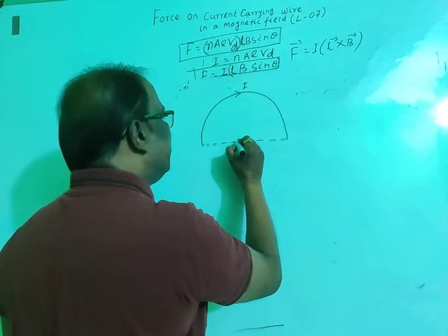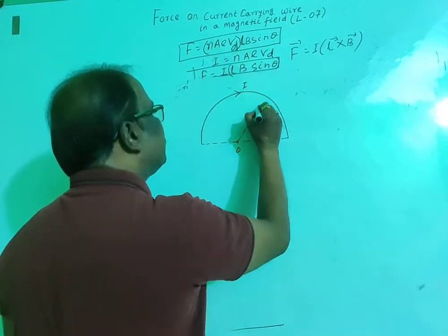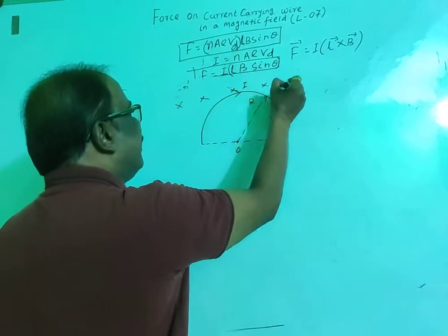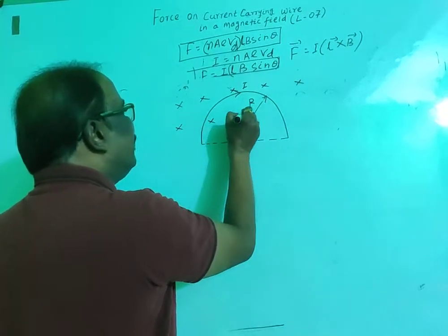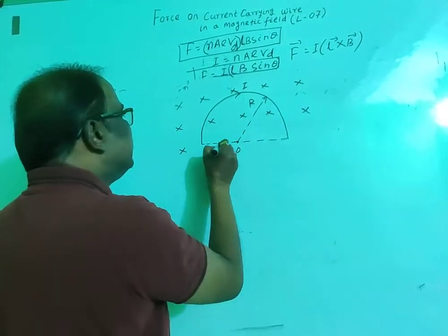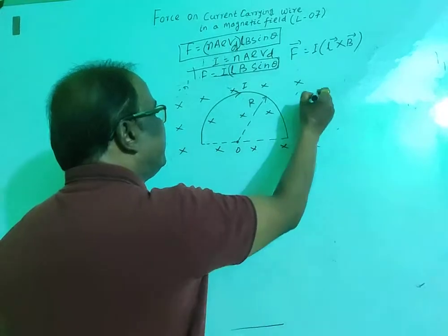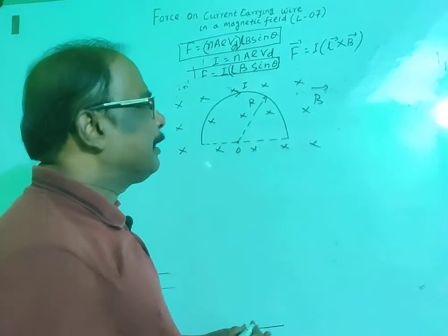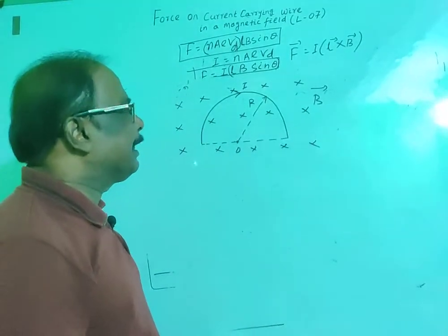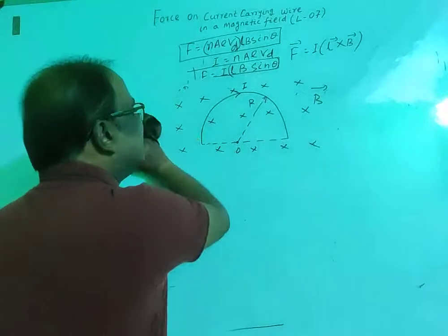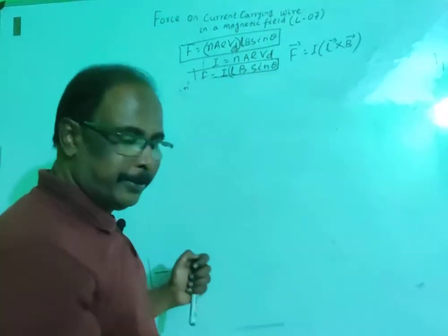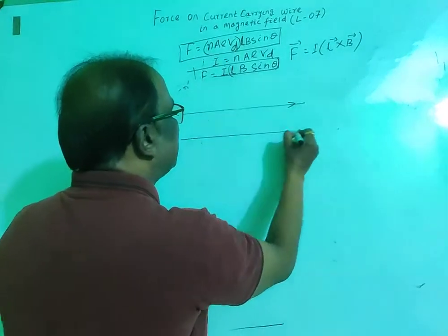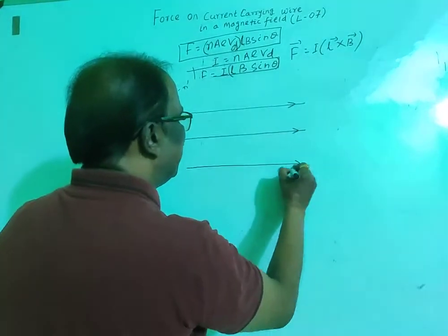The radius of the semicircle is R, and this is the center. This semicircular current carrying coil is placed in a uniform magnetic field B. I will come to this point after discussing it; it is easier to feel it. Suppose this is the direction of the magnetic field.